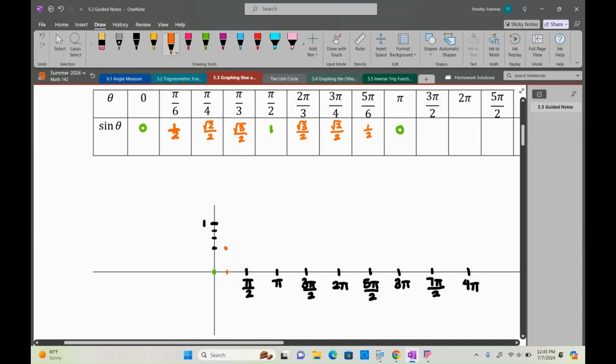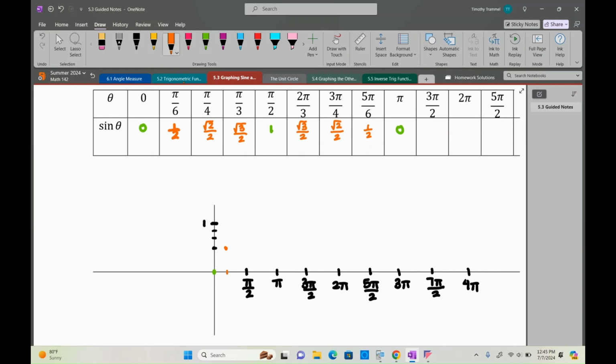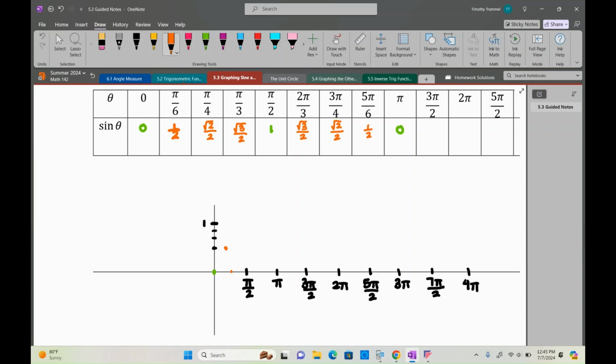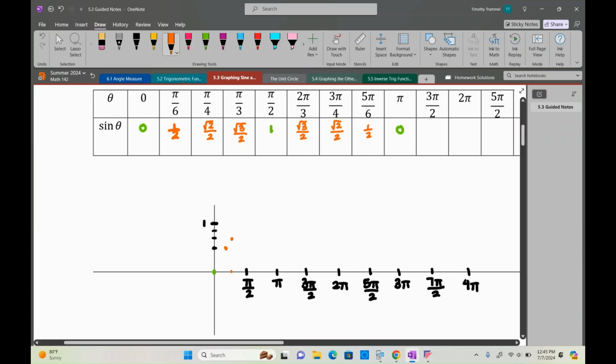And then if we were to look at pi over 4, that should be directly in the middle of 0 and pi over 2. So somewhere right in here. And so if I go up to my y value here, the square root of 2 over 2, which was about 0.7, I'll put it somewhere in here.